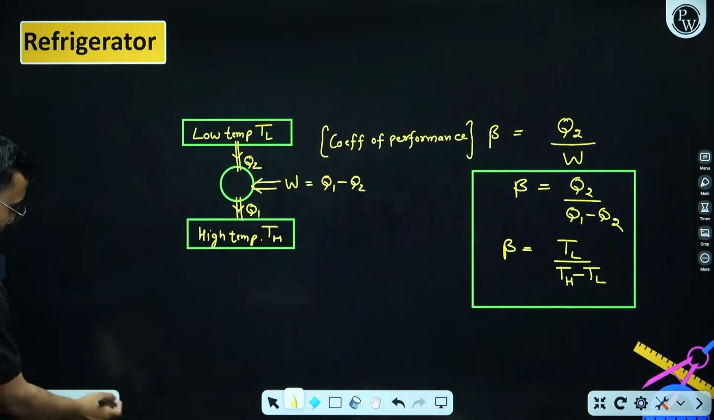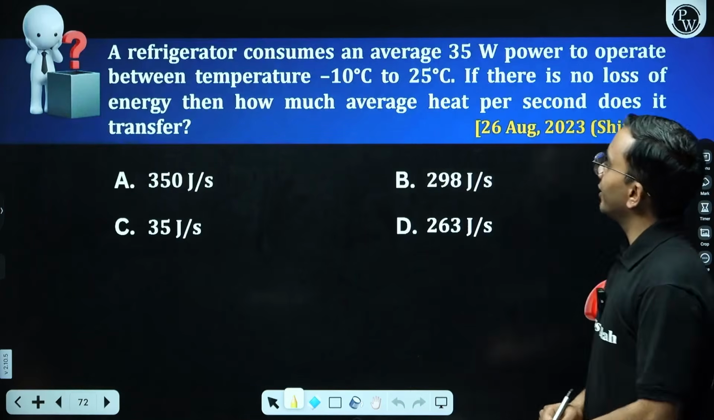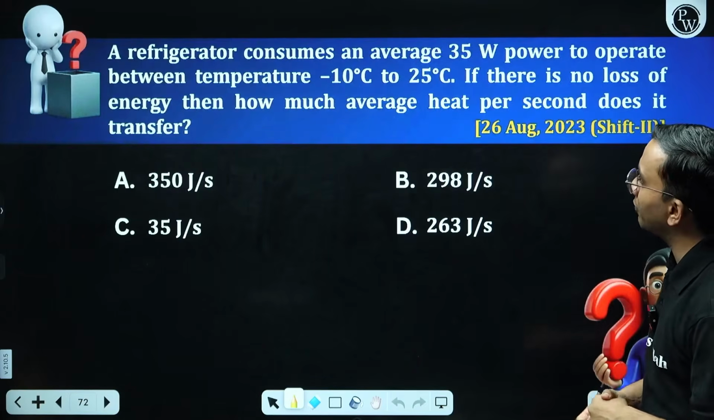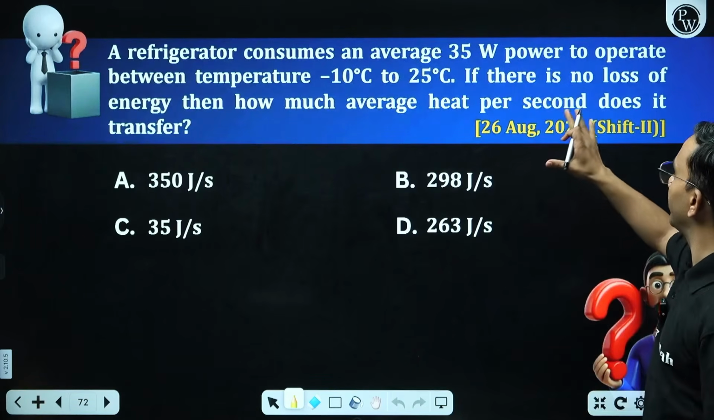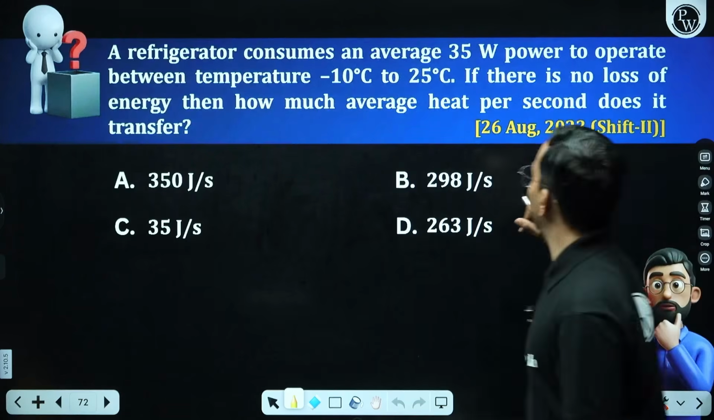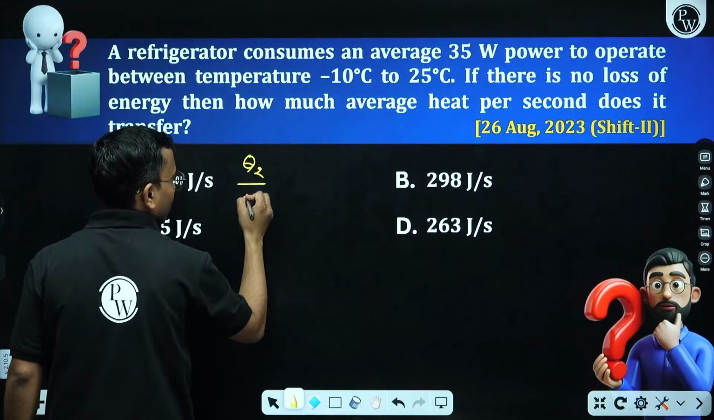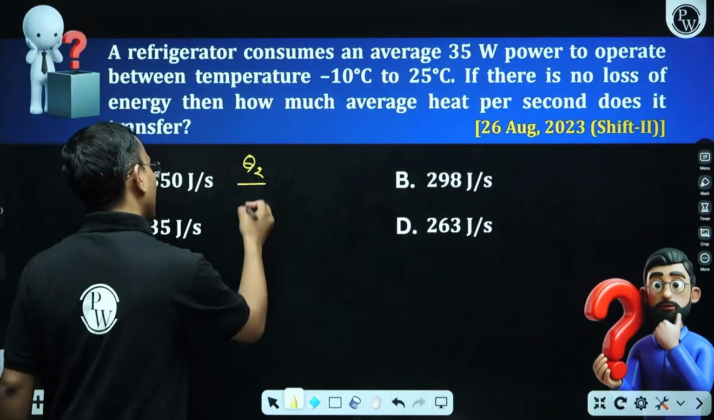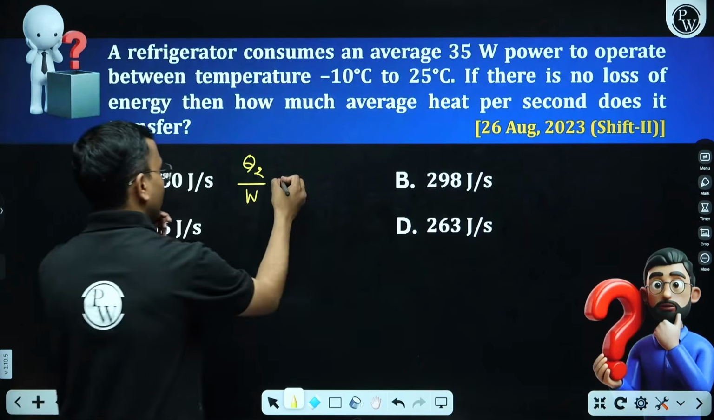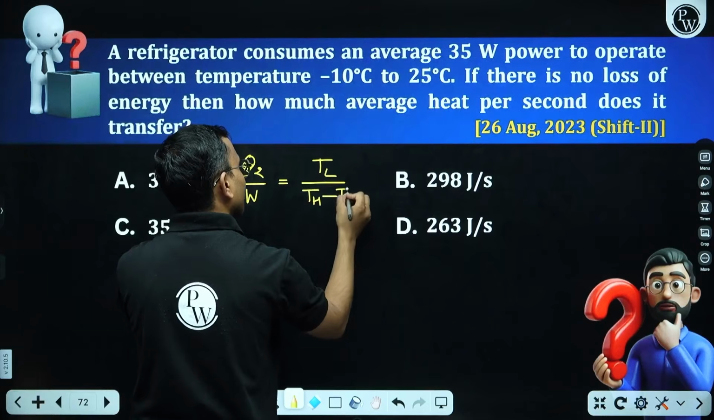Now let us do a question on this quickly. A refrigerator consumes an average 35 watt power to operate between minus 10 degrees Celsius and 25 degrees Celsius. If there is no loss, how much average heat per second does it transfer? So Q2 divided by W, what was it? T low divided by T high minus T low.